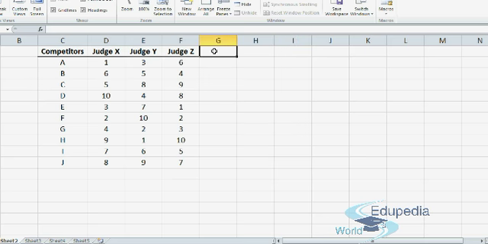To start with, let me first solve this and find the rho values for X and Y, Y and Z, and X and Z. So here we have 3 judges. Let me first find the difference, that is D, between X and Y. So let me write that as dxy, and that will be the value of X minus the value of Y.